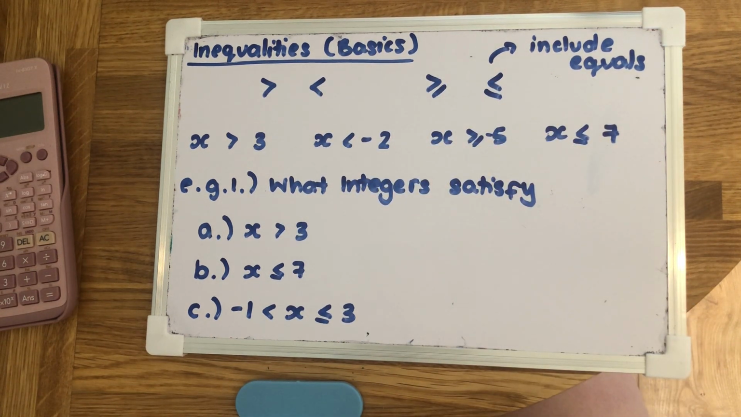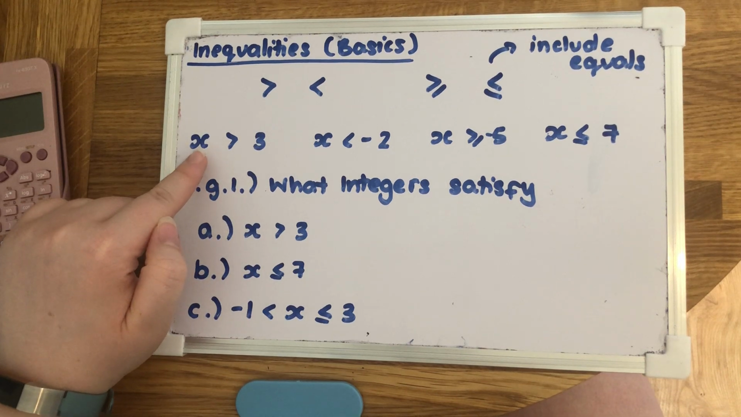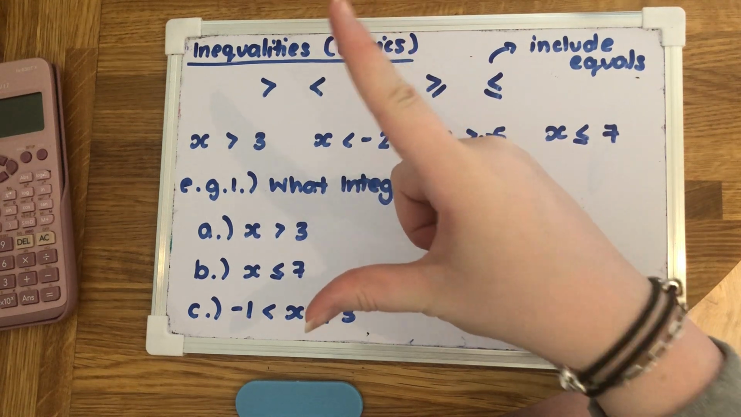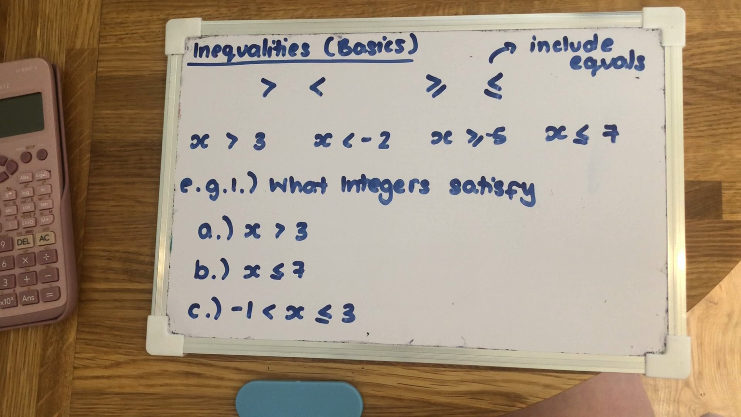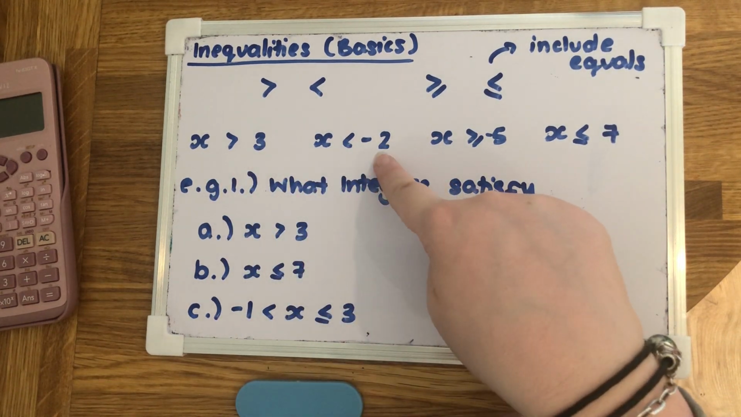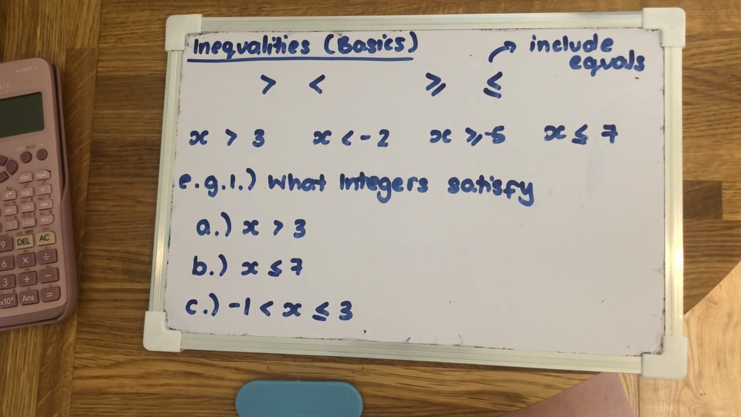So I always think of it as whatever the number is. For example, for here, the number that has the two pointy bits, that's the one that is bigger, and it's always pointing at the smaller number. So x is pointing at the smaller number. Minus 2 is pointing at the smaller number. That's how I learnt it anyway.